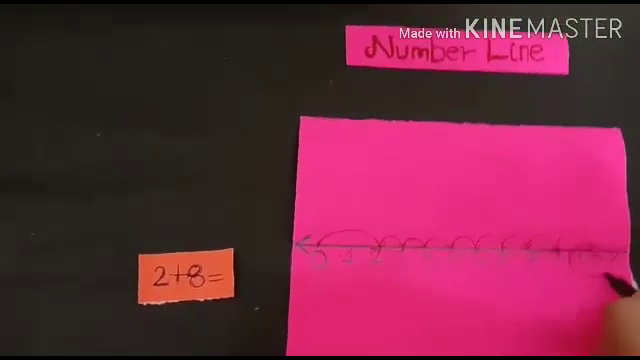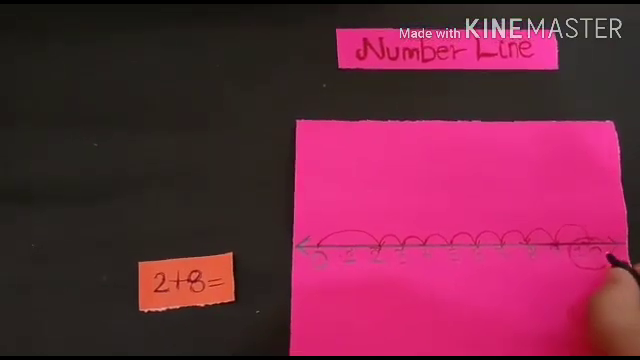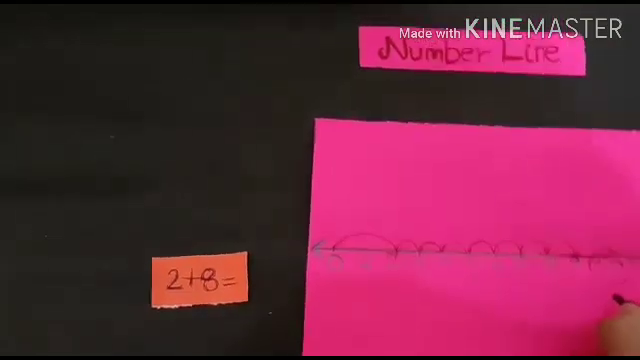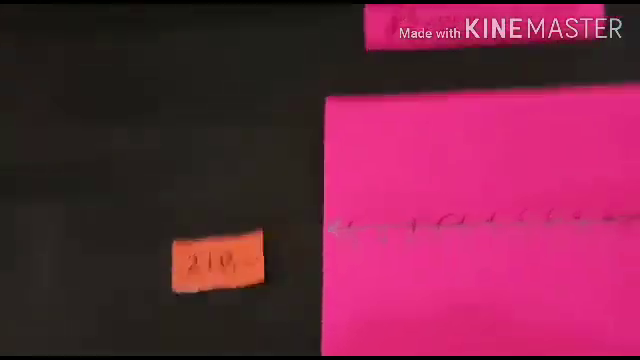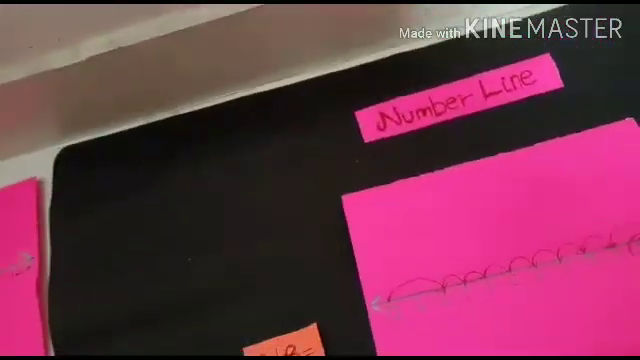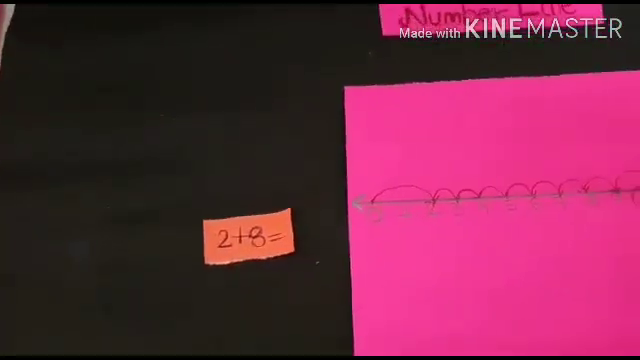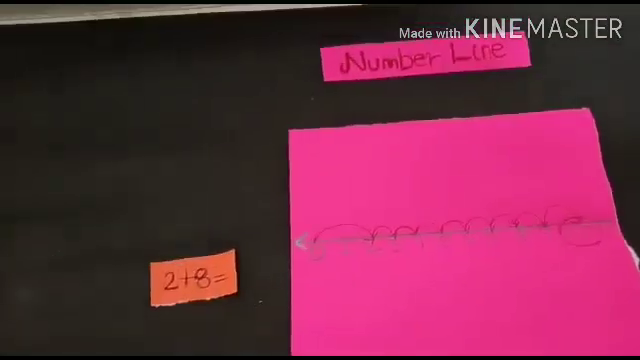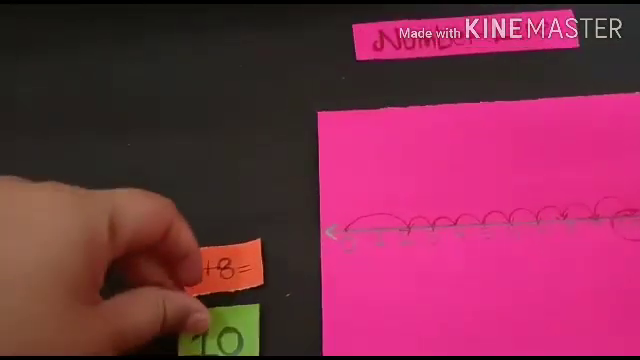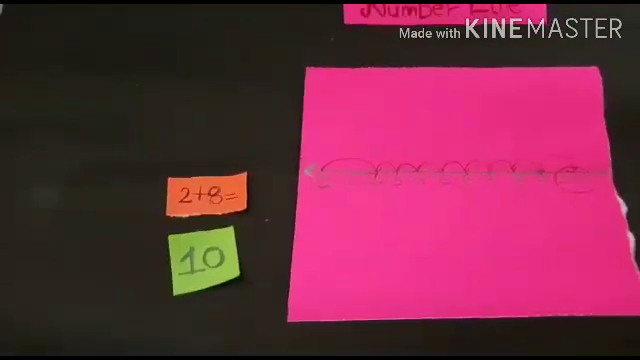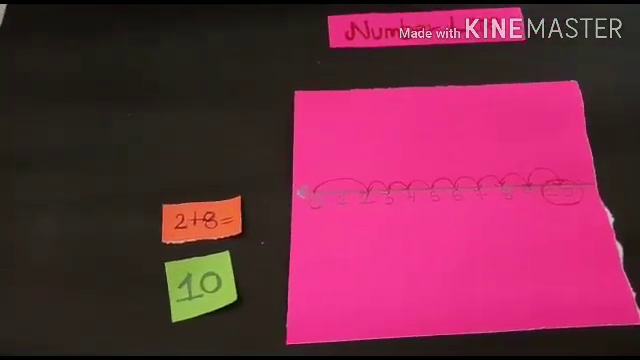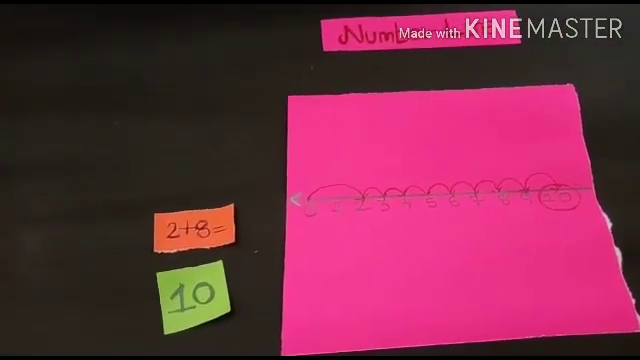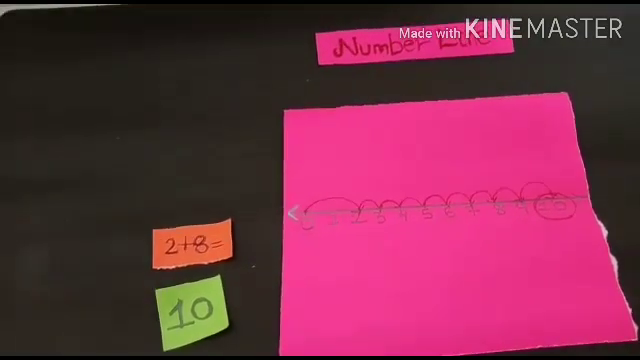And what is the answer I got? The answer I got is 10. So what will be the sum of 2 plus 8? The sum of 2 plus 8 is 10. That is, 10 is our answer. 2 plus 8 is equal to 10. Very good, children.